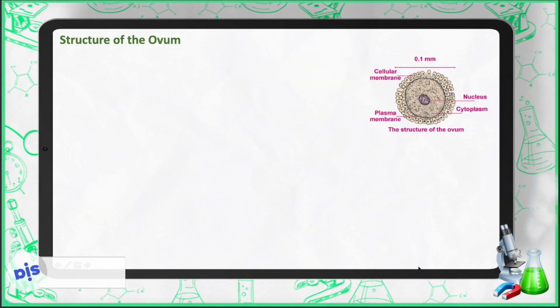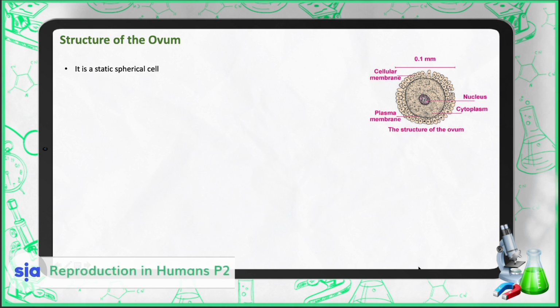Today we are going to continue discussing reproduction in humans. Structure of the ovum. It's a static spherical cell. This is the cellular membrane, this inner one is the plasma membrane, and this is the cytoplasm and the nucleus.